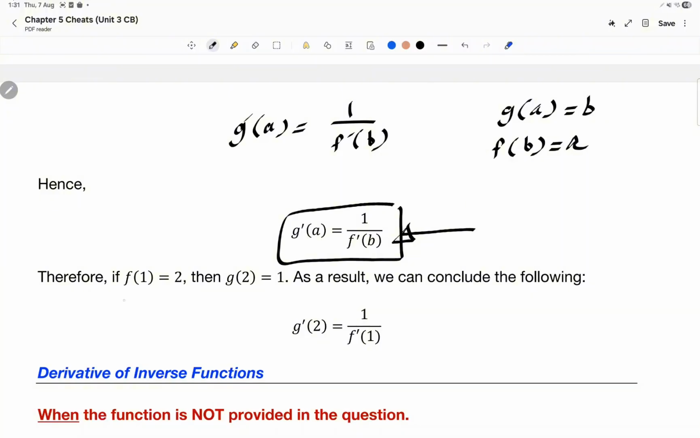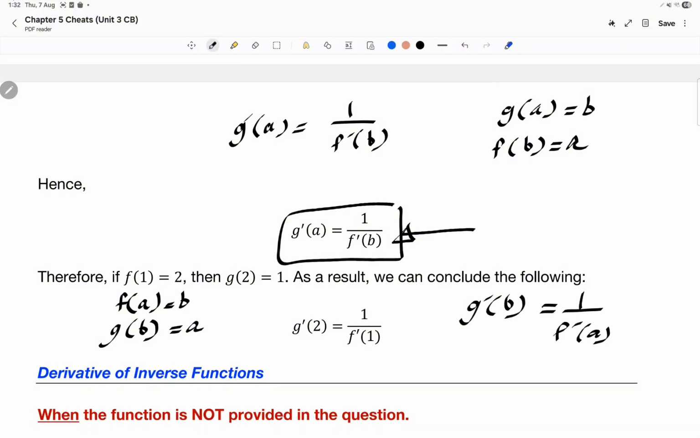So, f of a is equal to b. G of b is equal to a. You want to find the g prime of b? You do 1 over f prime of a.